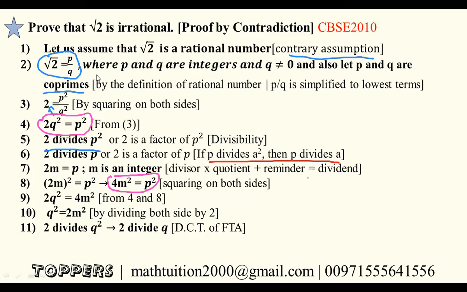See, now we can say 2 divides Q square. 2 divides Q square. Why? Because 2 times M square means 2 is a factor of Q square. It means 2 divides Q square. But what we need is that 2 divides Q square, which is enough for our proof. So we are writing 2 divides Q square. That implies 2 divides Q also. Direct consequence theorem of fundamental theorem of arithmetic, DCT of FTA, in short form.